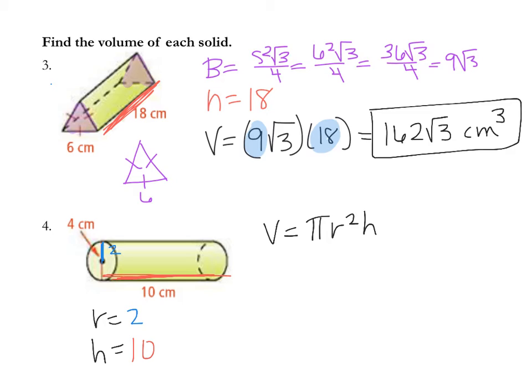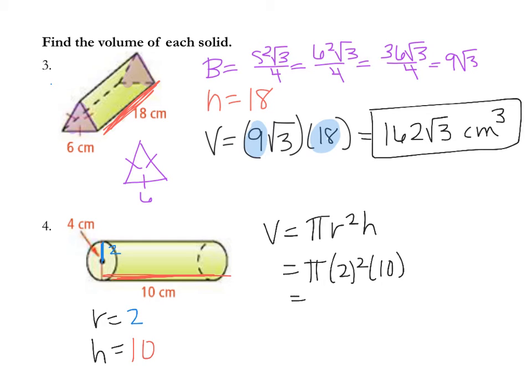The height's going to be 10. If you imagine standing that cylinder up on its bases, that's how tall it would be. Don't just look at how tall it looks like it is right now, but think about from base to base how tall it would be. So then I just plug in, that's going to be 2 for the radius and 10 for the height.